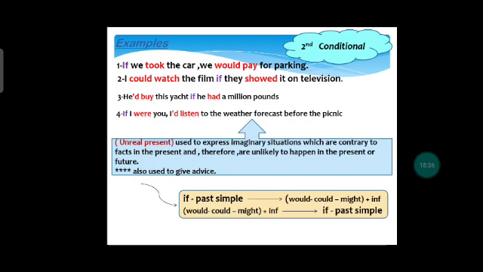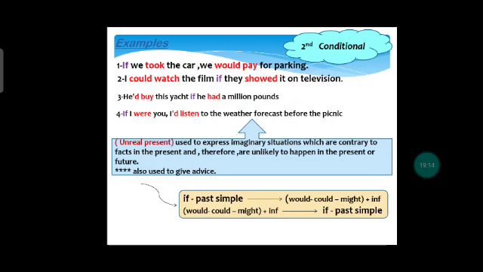Because it's unreal present. It's called unreal. If I were you, I'm not you. It's unreal present, so we use were with all pronouns. Okay? This is called subjunctive. And we can use was if it's indicative. And this is something for when, inshallah, you reach college.